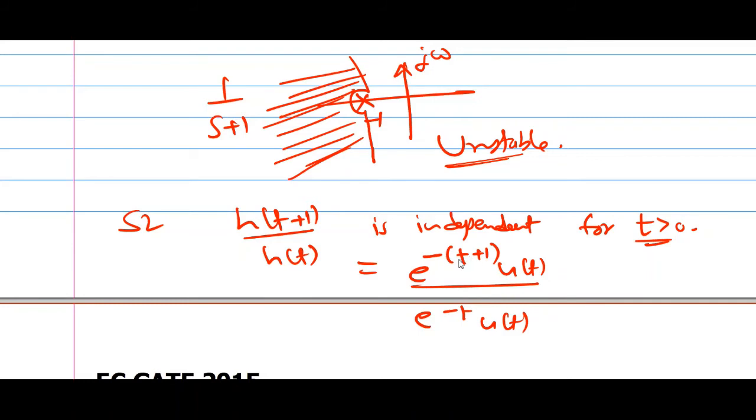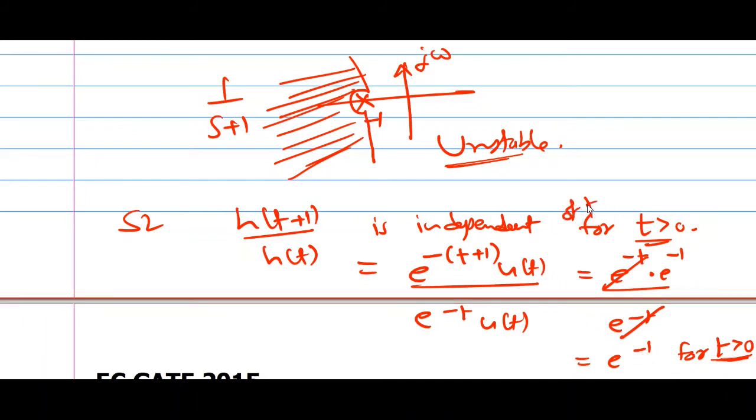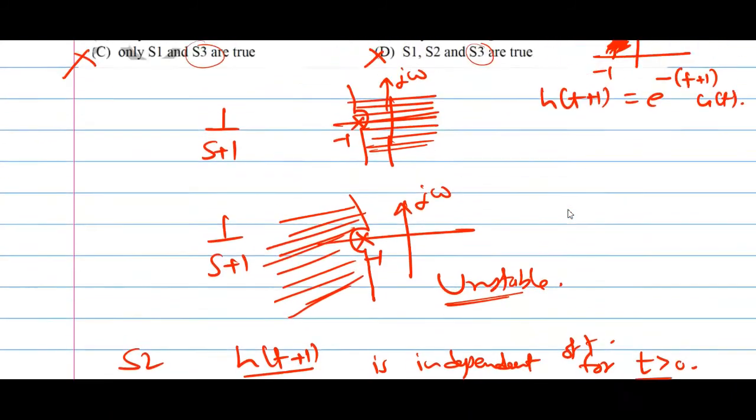Then e raised to minus t plus 1, this can be written as e raised to minus t dot e raised to minus 1 upon e raised to minus t. So again this e raised to minus t gets cancelled out. So it simply becomes e raised to minus 1 for t greater than 0. Remember this, t greater than 0. Okay, just pay attention that they have mentioned t greater than 0. That's why the answer is e raised to minus 1 and it is independent of t. So this statement 2 is also correct.